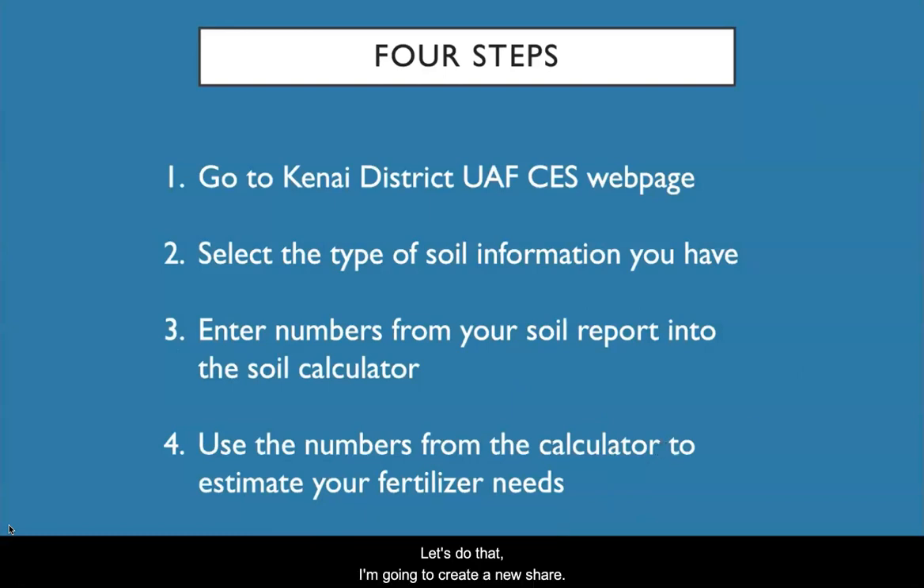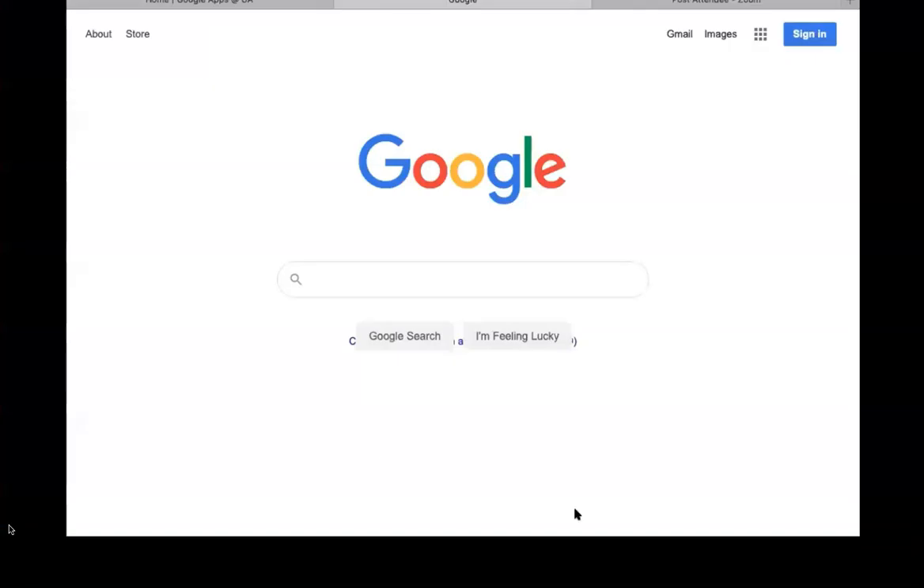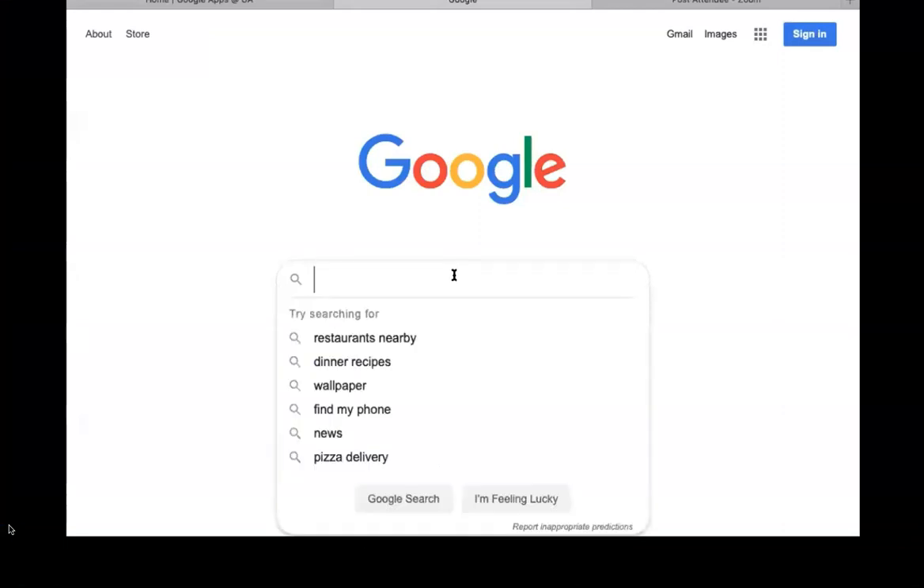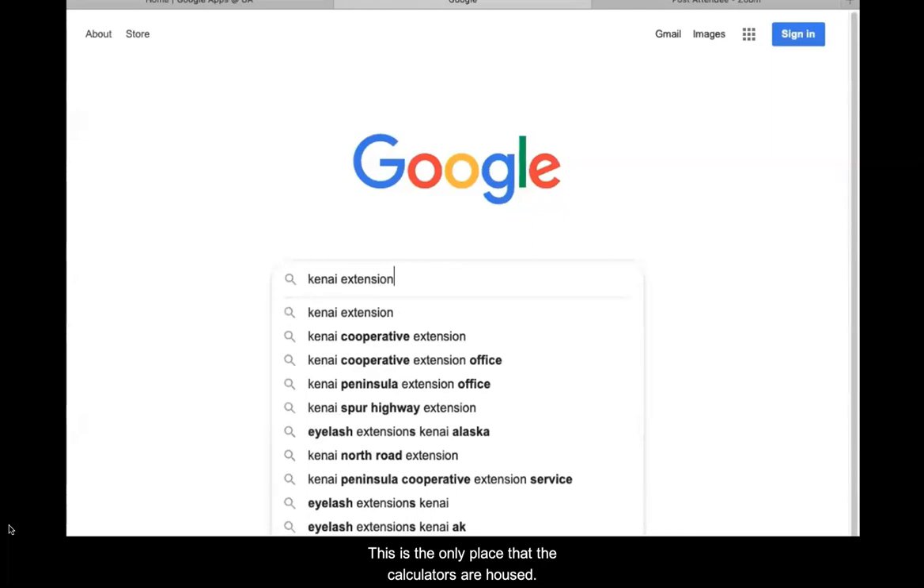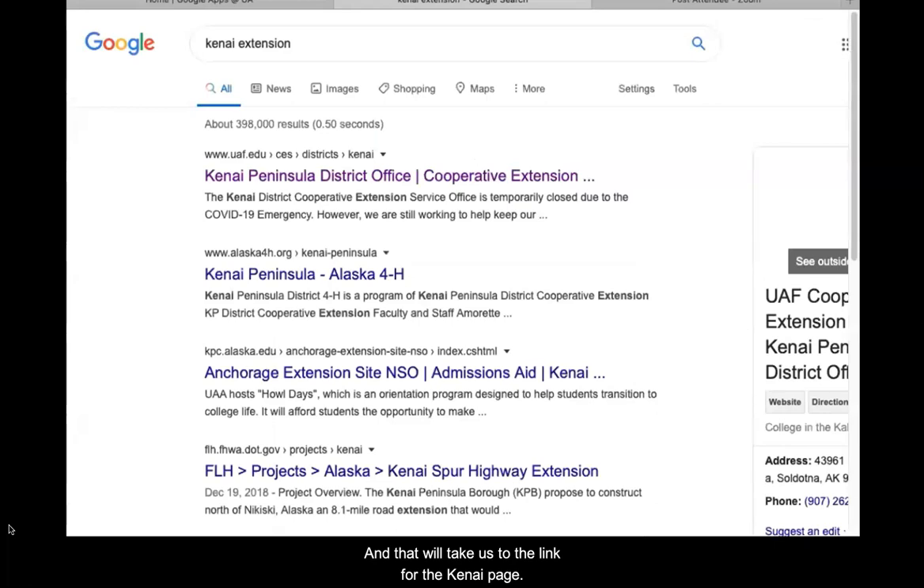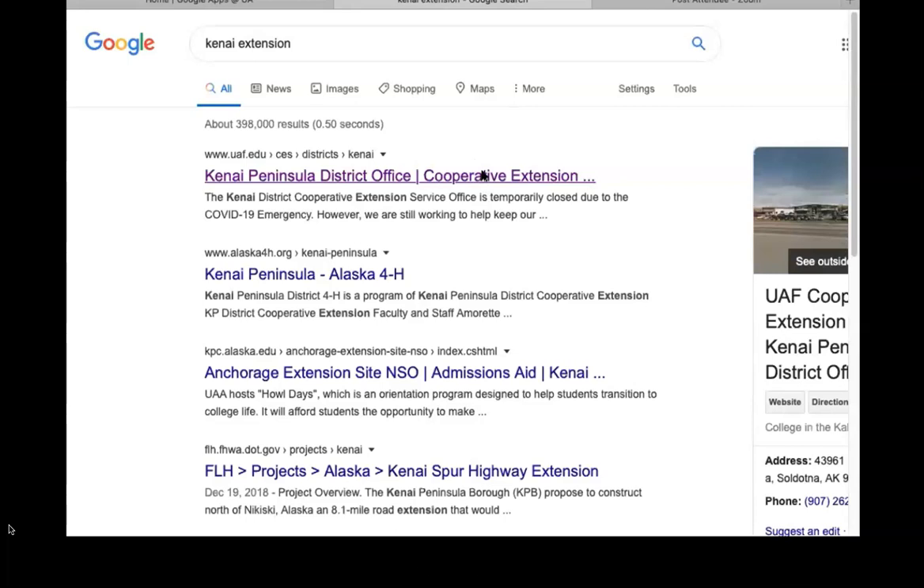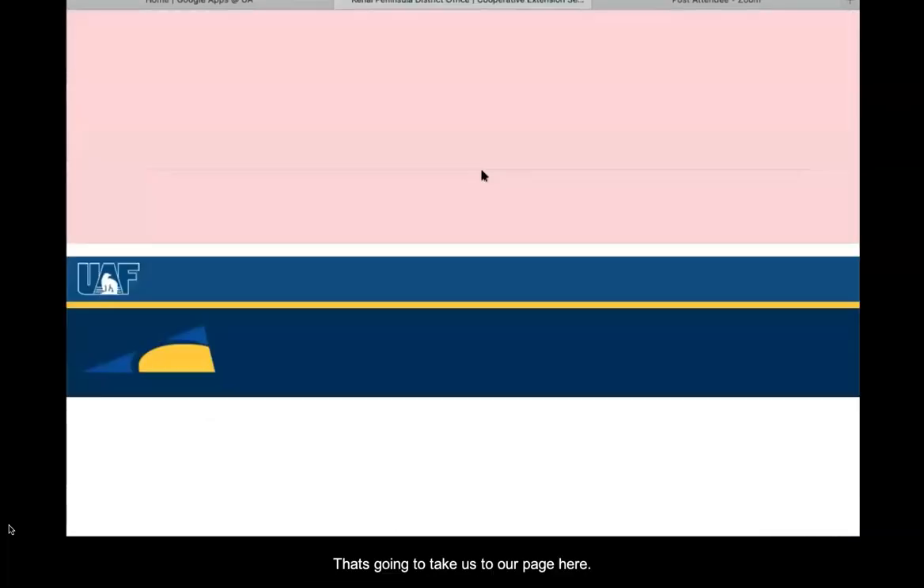So let's do that. I'm going to create a new share, and we're going to switch to the internet. Now you should be able to see my internet. The easiest way to go to our webpage in the Kenai district is just to type in Kenai extension. This is the only place that the calculators are housed. Now we're just going to hit enter, and that will take us to the link for the Kenai page. Click it again. It's going to take us to our page here.